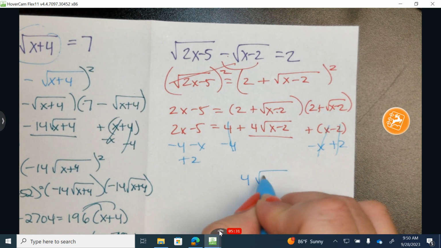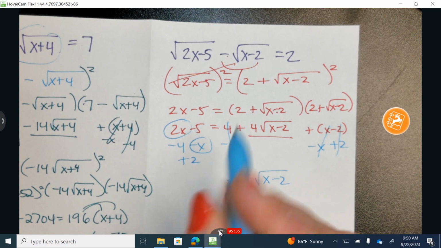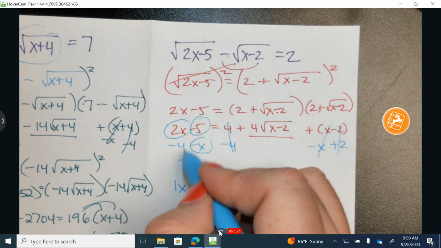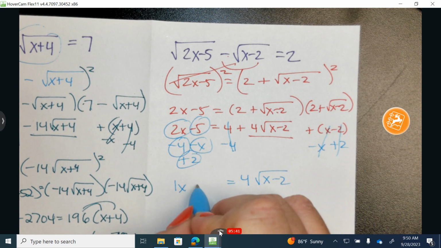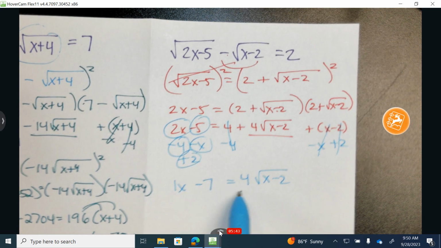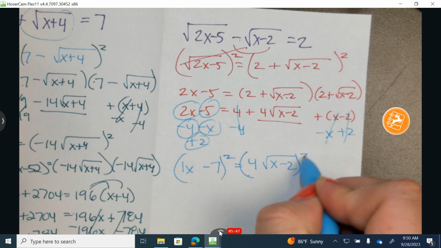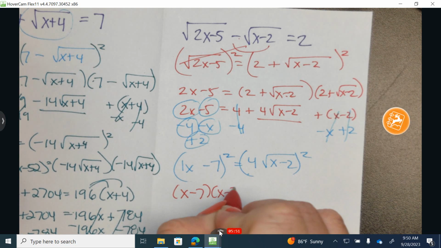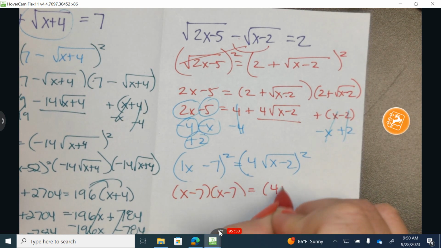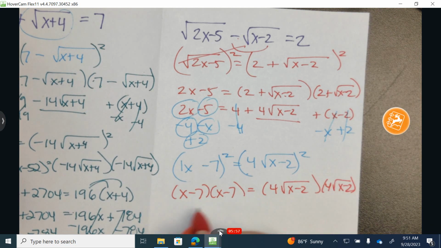I'm left with 4 times the quantity x minus 2 equals, okay, slow it down here. 2 minus 1 is 1. Negative 5 and negative 4 is negative 9. Negative 9 plus 2 is going to be negative 7. Dividing by 4 would give me an ugly fraction. I don't want to work with fractions. Let's square both sides. x minus 7, I'm going to write it down twice. Over here, I have 4 times quantity x minus 2 and 4 times quantity x minus 2.